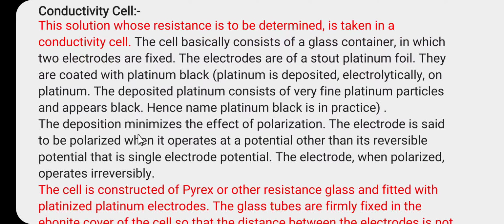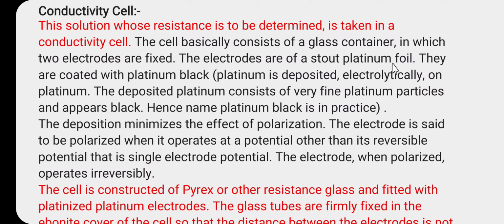First of all, how are the conductivity cells constructed? The solution whose conductance or resistance we have to measure is taken in the conductivity cell. The cell basically consists of a glass container in which two electrodes are fixed. The electrodes are of platinum foil. So the two platinum electrodes in the form of foil are used as electrodes in the conductivity cell.